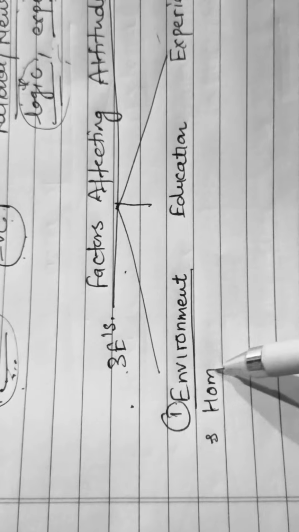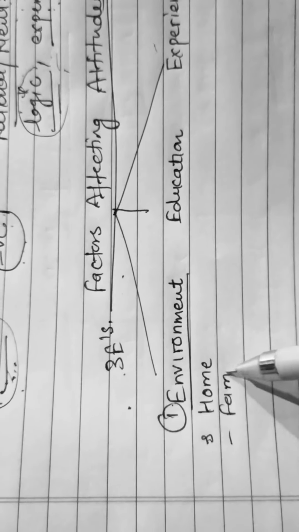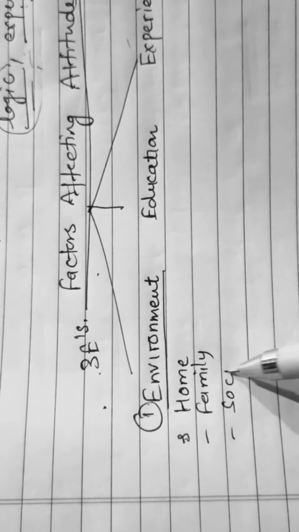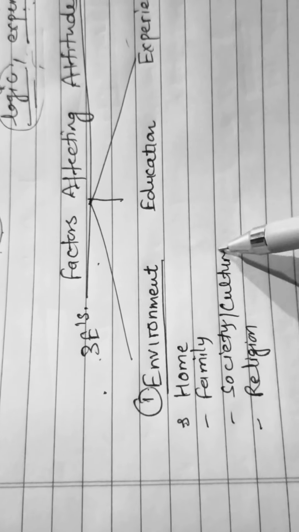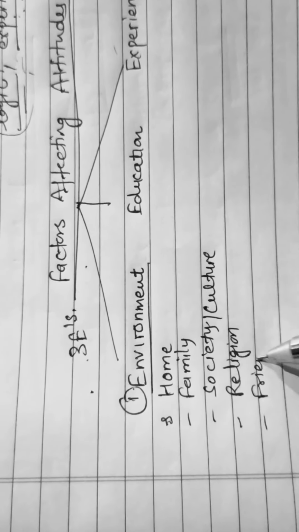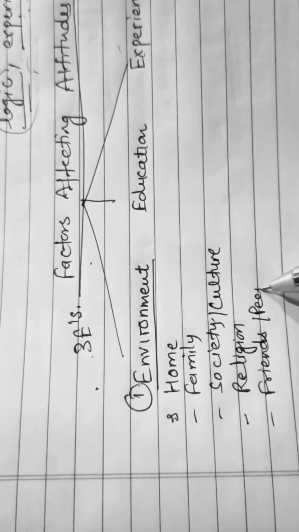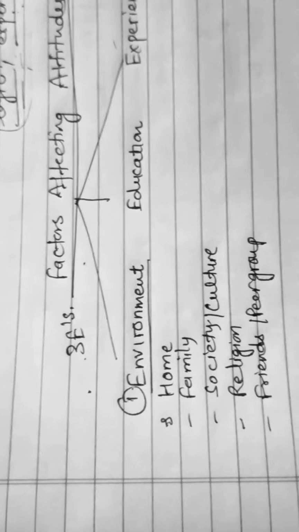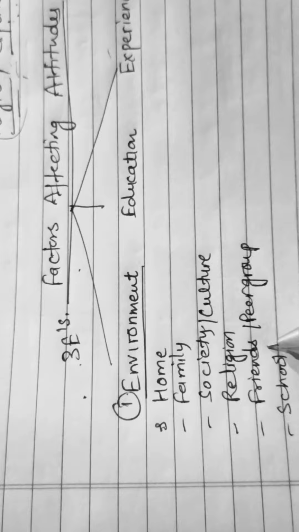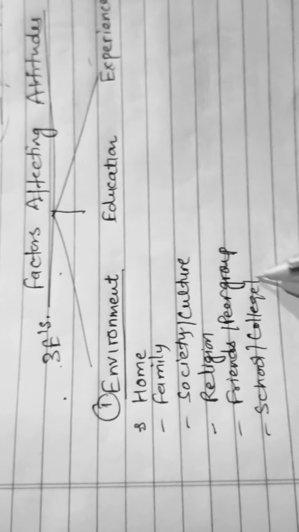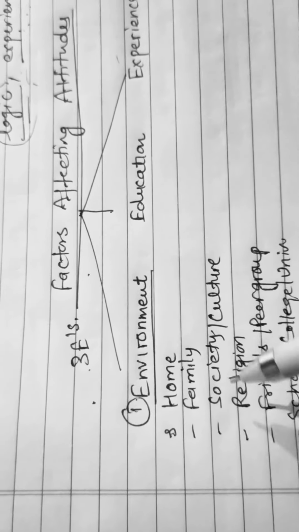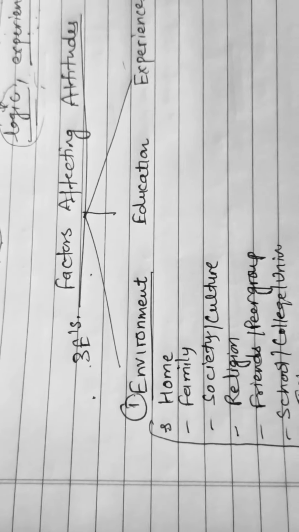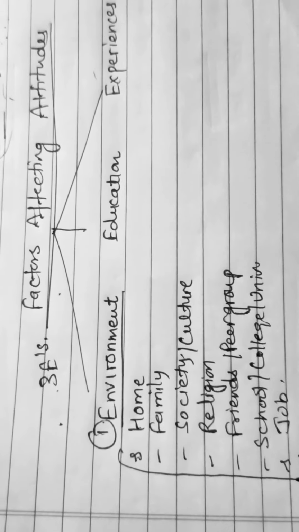That environment includes home environment, family environment, society, religion, culture, friends, peer group, school, college, university, job, and many more. So these are the environments that we come across during our lifetime.